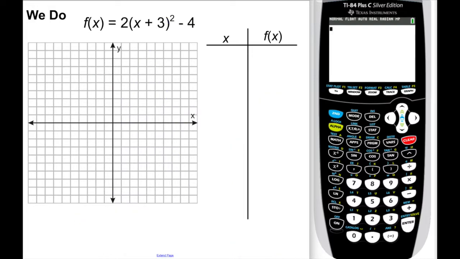Okay, so now this is one for us to do. This one I'm going to be a little bit more prompting, but I'm not going to have you full on pause. Here's our function. Again, we're in vertex form, and so I want to start by plugging in negative 3. When I plug in negative 3, this becomes 0, 0 squared becomes 0, 2 times 0 becomes 0, and 0 minus 4 becomes negative 4.